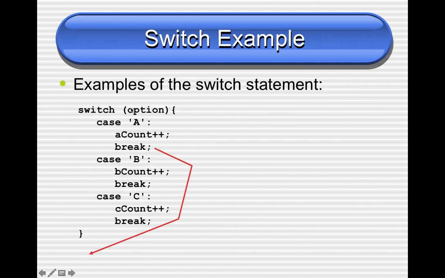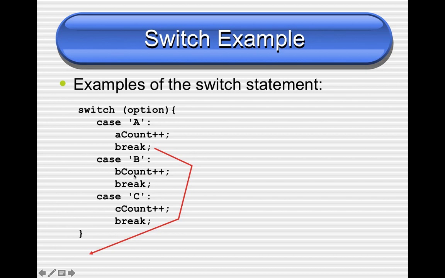And this is an example of switch option where option is the grade, for example, and the type of option is character because I'm saying here case A. So when I say case A, it's as if I'm writing if option is equal to A. If this is true, I'm going to say A count plus plus and then break. You break out of the structure. Okay?